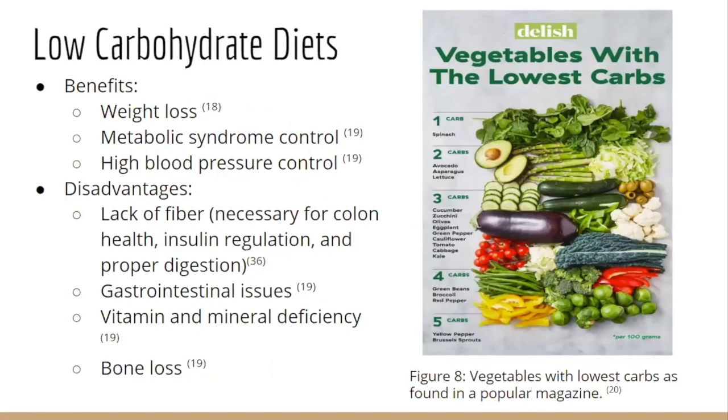Most of us have heard of low-carb diets, the Atkins diet and the ketogenic diet, through media like magazines, such as the one in the figure. But just how great are they? Some advantages include weight loss and their usefulness in metabolic syndrome control and high blood pressure control. However, these diets cause a shortage of fiber, which is necessary for colon health, insulin regulation, and proper digestion. Also, low-carb diets may cause gastrointestinal issues, vitamin and mineral deficiency, and bone loss.